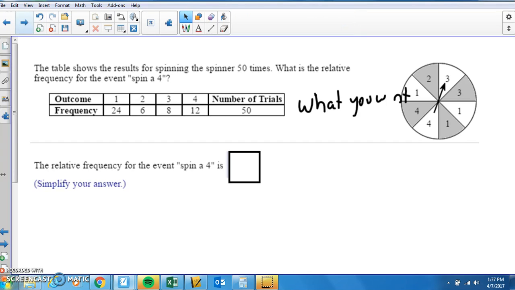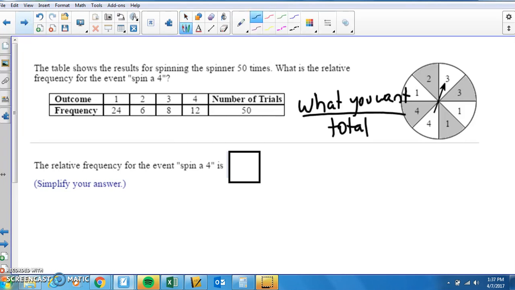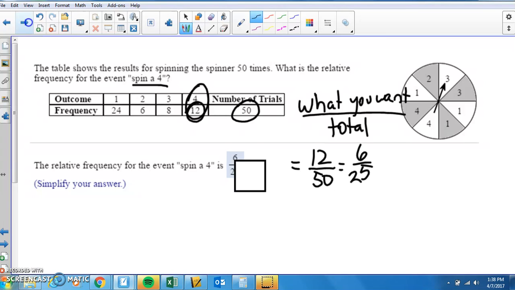All right, so it's what we want over the total. And what we want is spinning a 4. So how many times did it spin a 4? It spun a 4 12 times. So we're going to write it as 12 over the total. Total is 50, so 12 over 50. And then we always simplify it. Each of those can be divided by 2, so that gives you 6/25, which is our answer here.